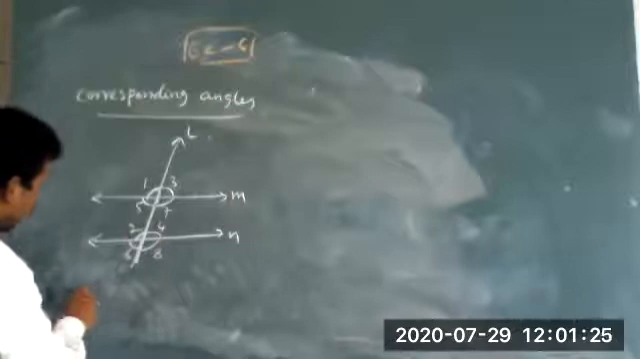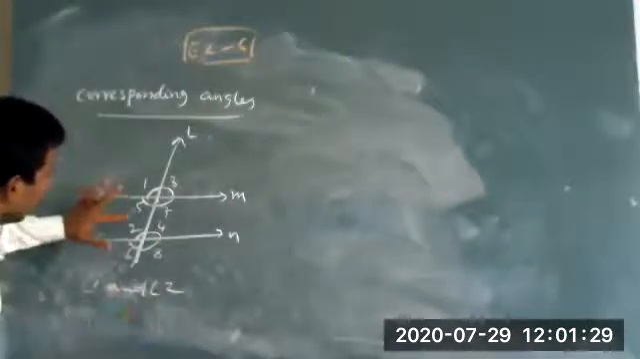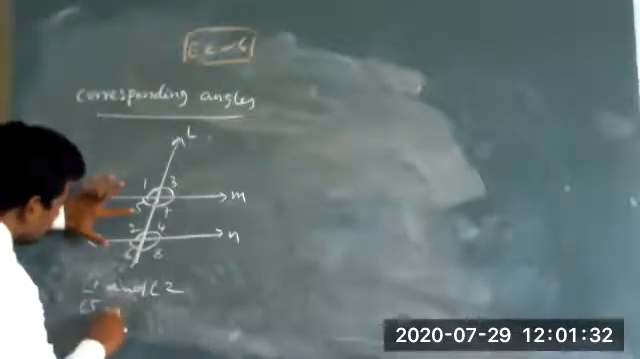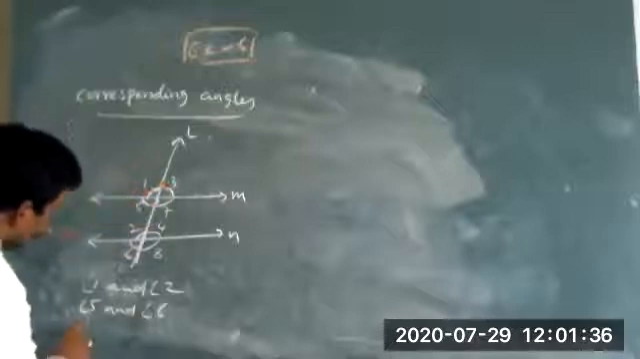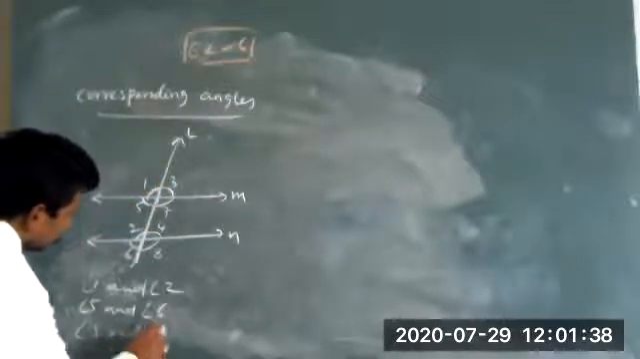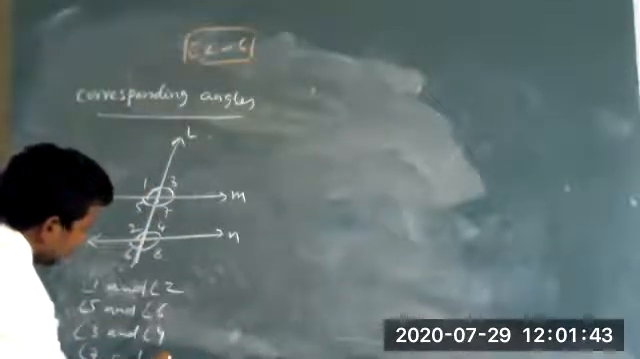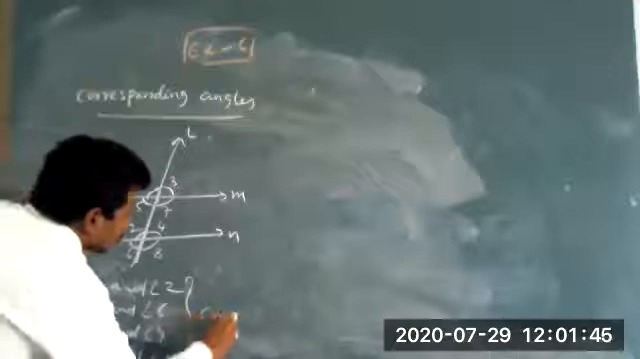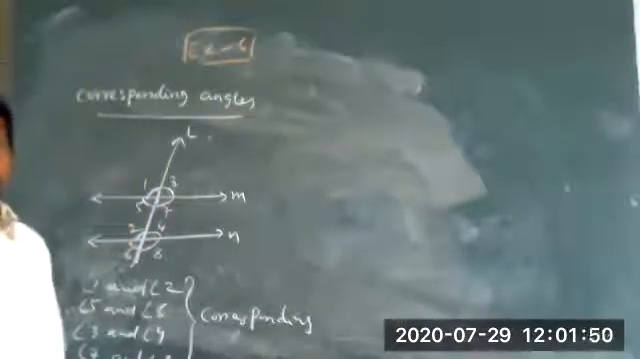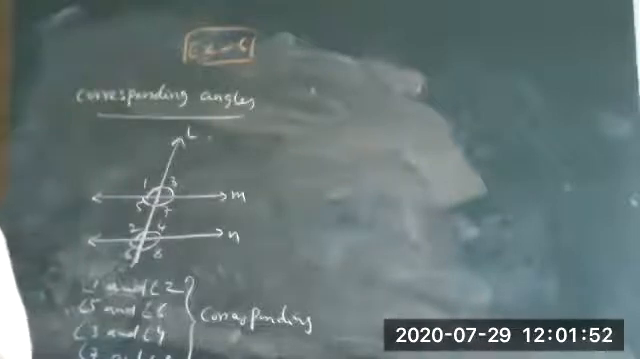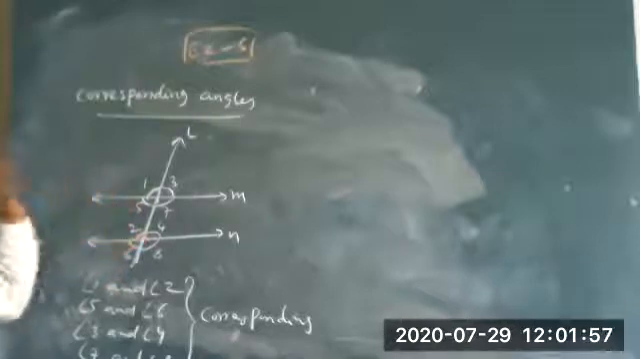So once more: angle 1 and angle 2, angle 5 and angle 6, angle 3 and angle 4, angle 7 and angle 8. These are corresponding angles. These are what, children? Corresponding angles. Clear, children? Once again, one exterior angle, one interior angle on the same side of the transversal.